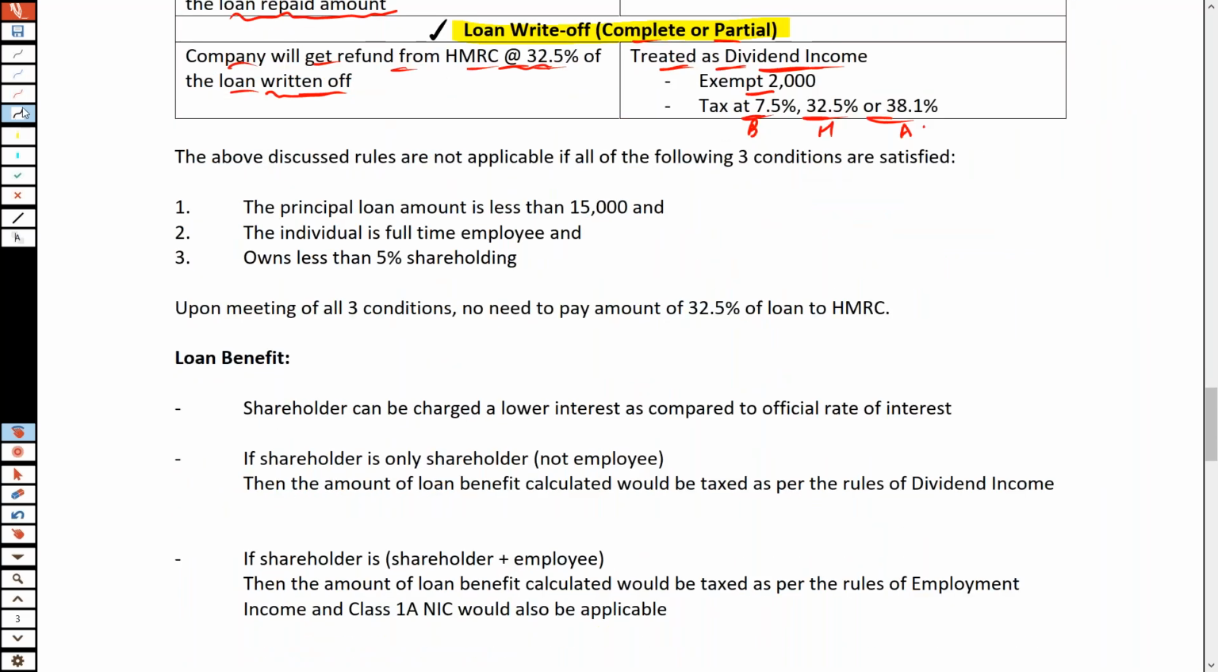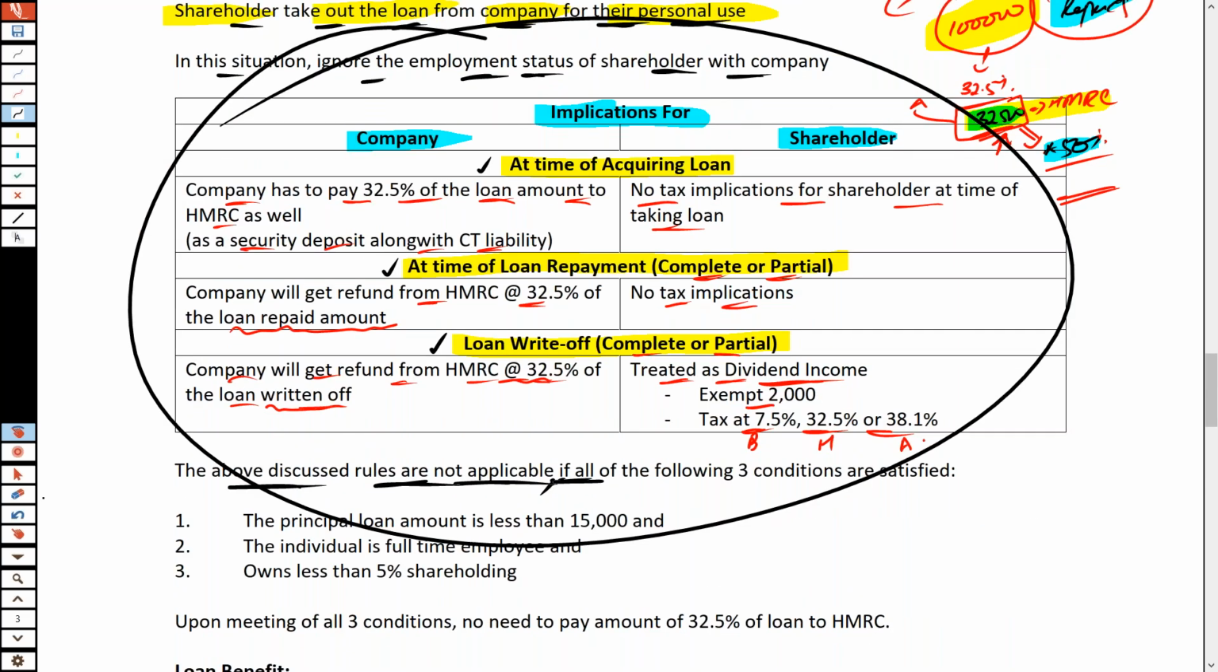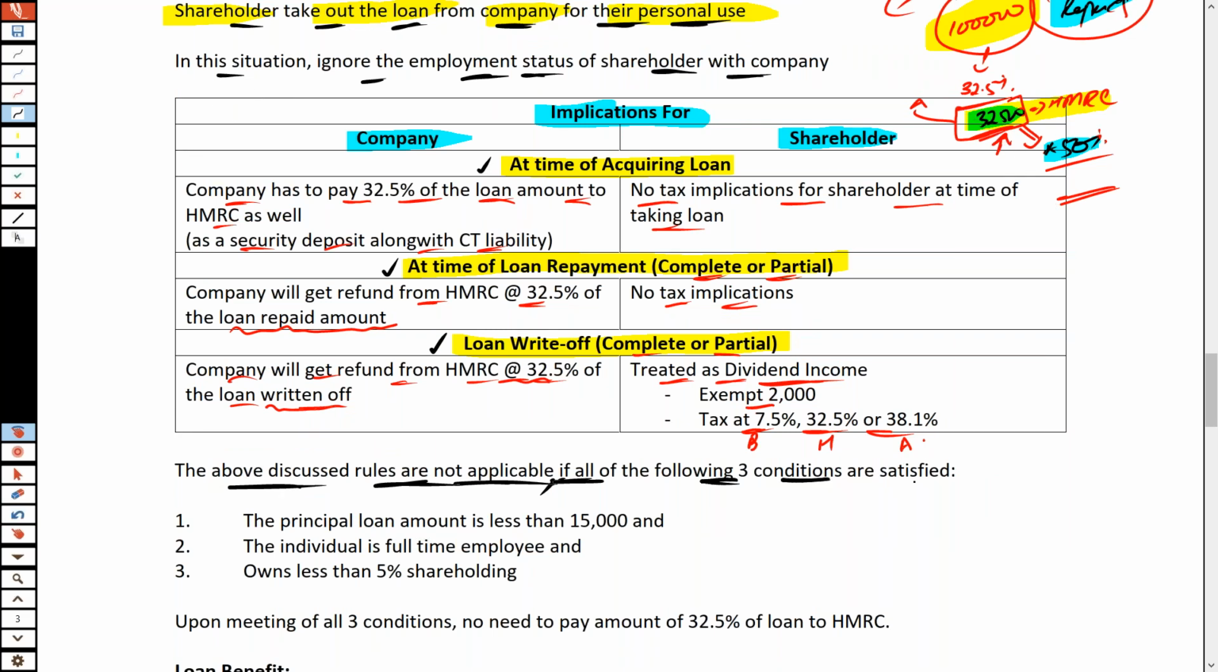Further thing to note is that the above discussed rules are not applicable in certain cases. Which rules? All these rules would not be applicable upon meeting of three conditions. It's not that any one of the three conditions, if met, makes these rules not apply. Keep in mind, all three conditions should be met. The principal amount of loan is less than 15,000, and the second one is also important to meet: the individual is a full-time employee and owns less than 5% shareholding.